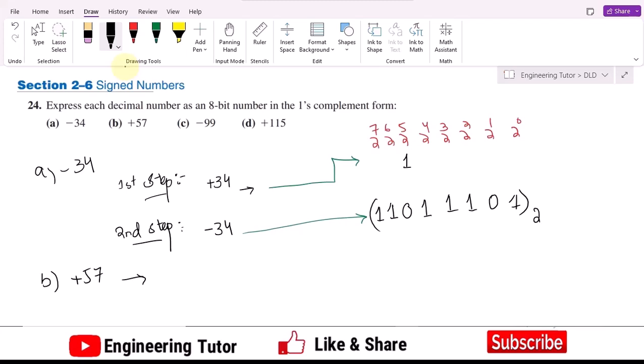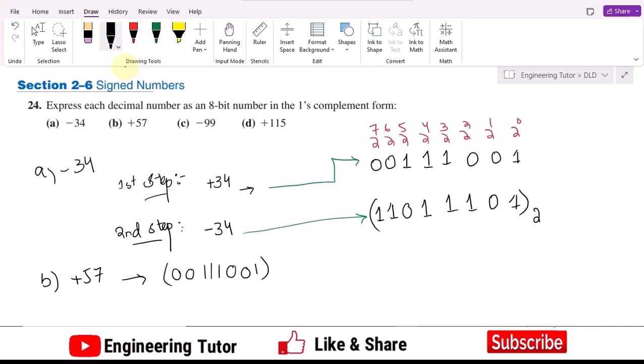After it, this is 2's power 4, 16. 16 plus 32 is 48. Again writing it. Okay, so 48 plus 8 is how much? That is 56. And this one is 57. So writing the remaining terms as zeros, the binary representation of it is 0 0 1 1 1 0 0 1.